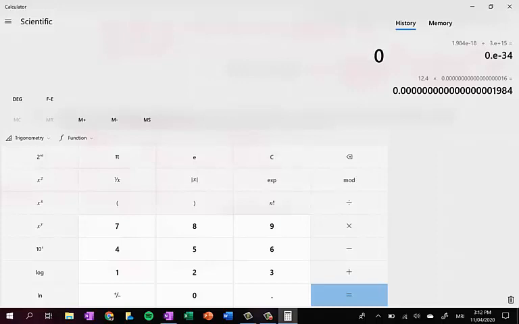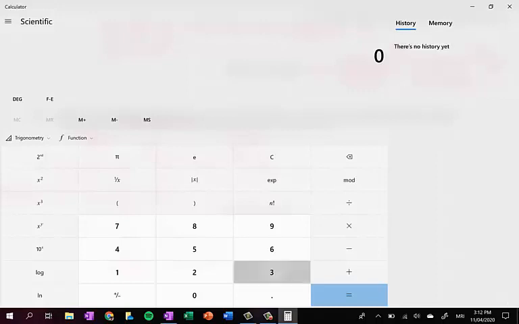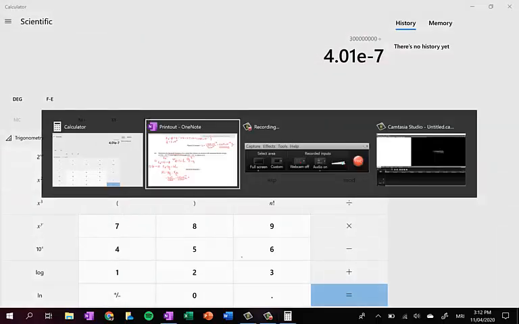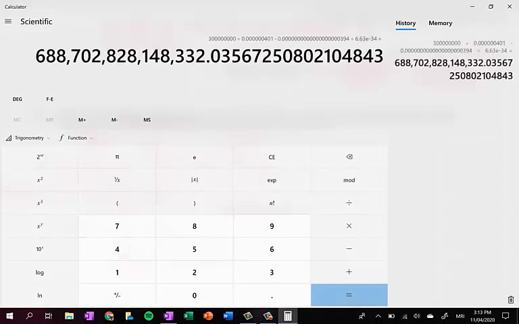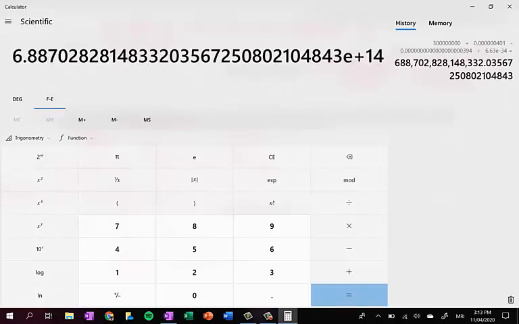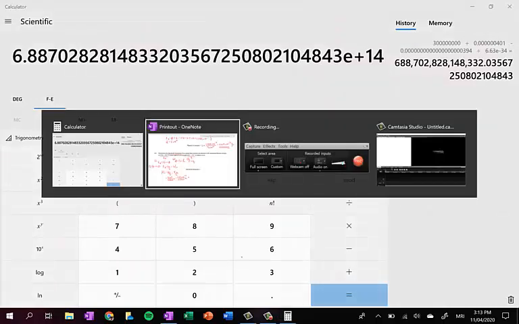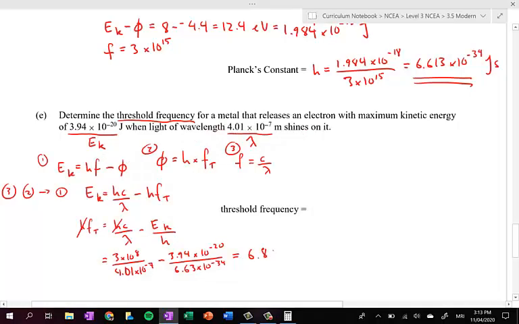Hold on, let me just make sure that I've got a clean answer. So let's try that again. 3 times 10 to the 8 divided by 4.01 times 10 to the negative 7. And then we wanted to subtract from that 3.94 times 10 to the negative 20 divided by h, which is 6.63 times 10 to the negative 34. And that gives us this enormous number. Let's change that to standard form. So 6.89 times 10 to the 14 hertz. Okay, so that's the threshold frequency.